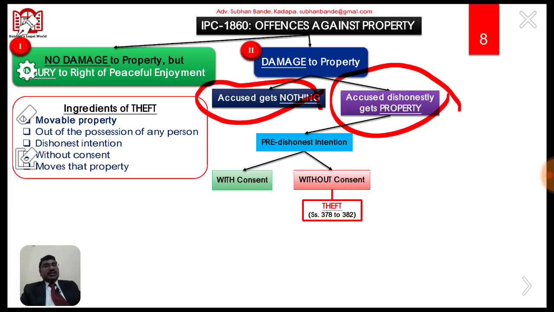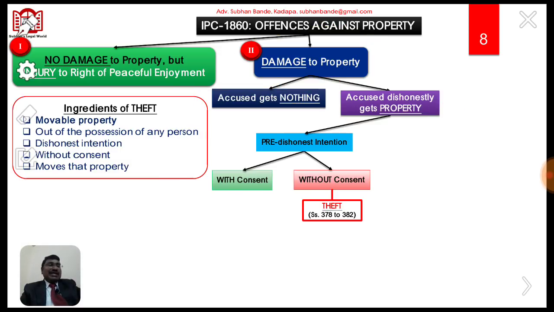He loses his property. The property is removed from the owner, from the lawful possessor of the property. But in mischief, the accused doesn't get anything. But in theft, extortion, robbery, dacoity, cheating, criminal misappropriation and criminal breach of trust, the accused dishonestly gets the property. That is the difference between mischief and the rest of the offences under the second category.